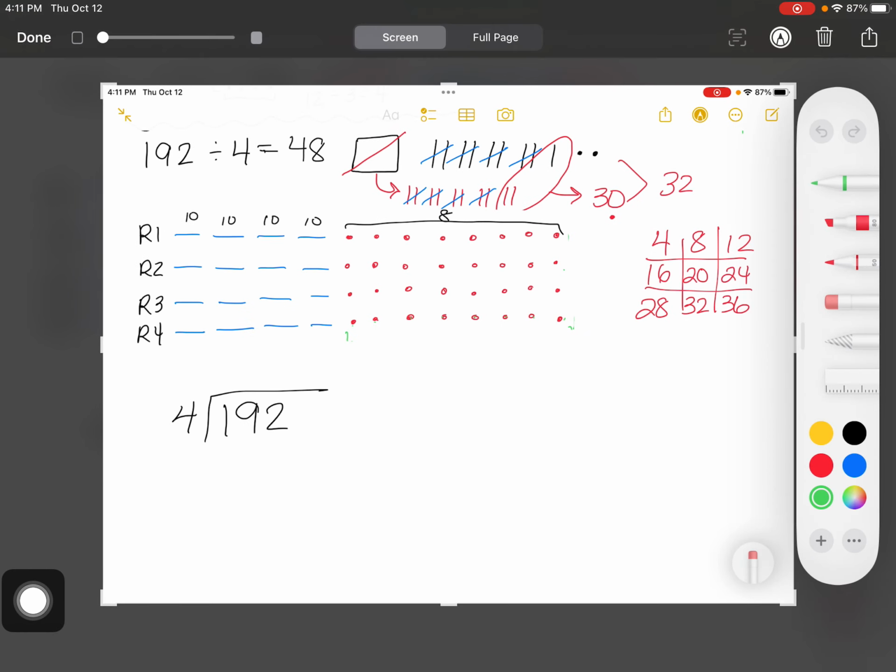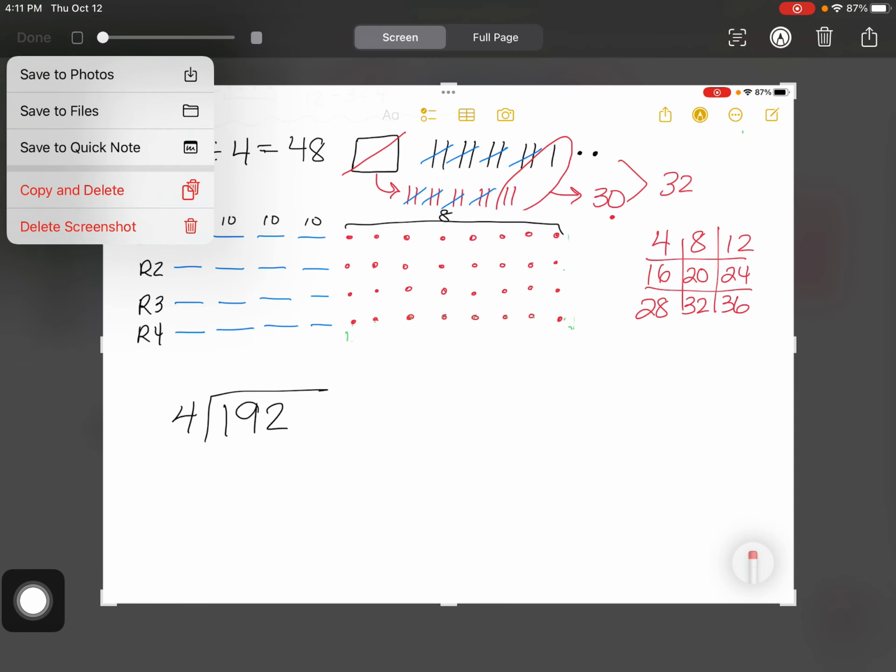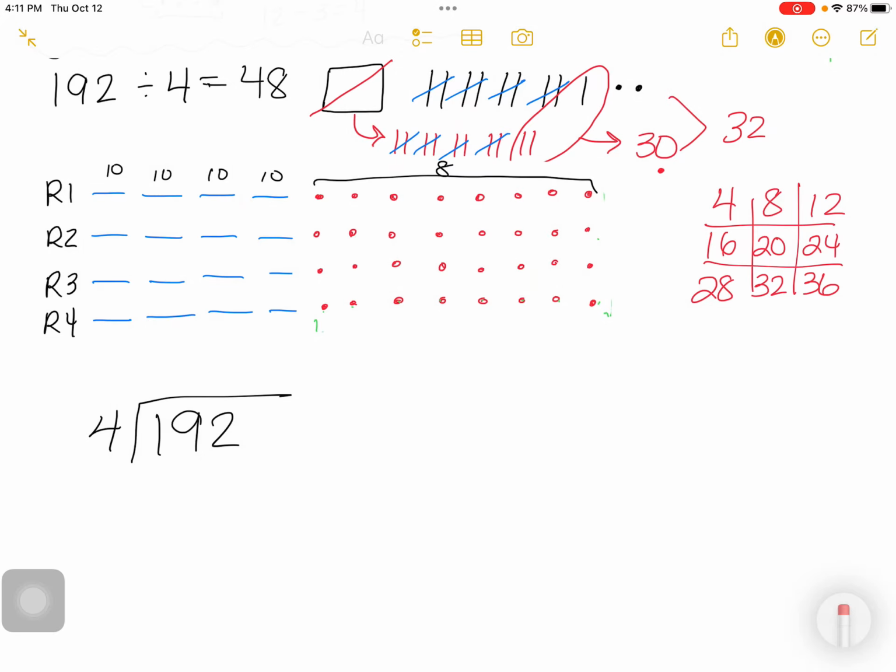When you teach the algorithm to students the first time they're ever dividing, it doesn't make any sense. It's just a lot of random steps you're asking them to do, and that's really hard for them to recall and remember.